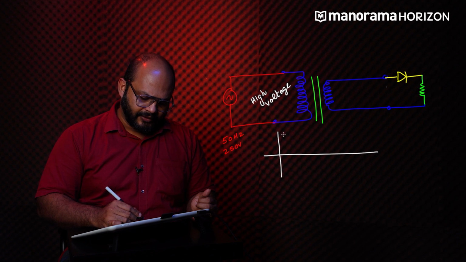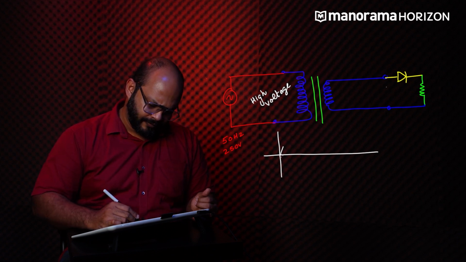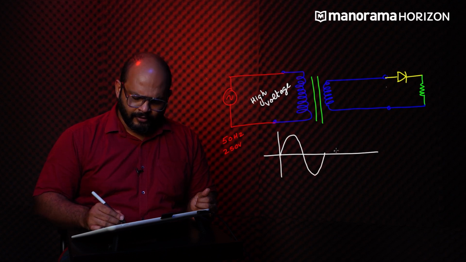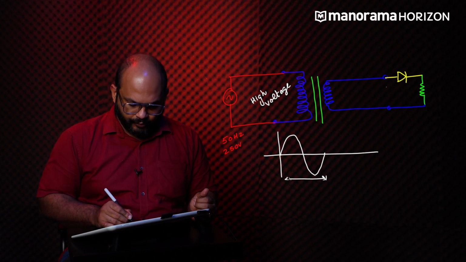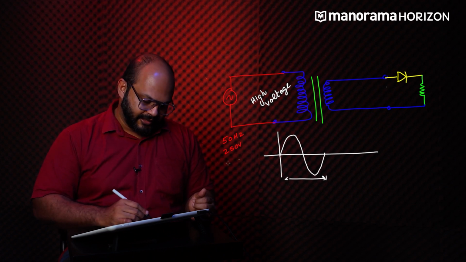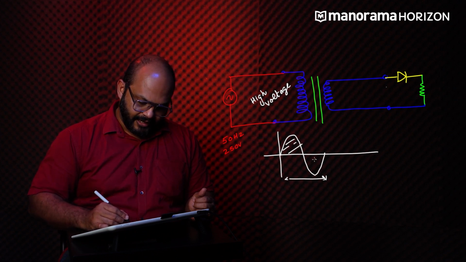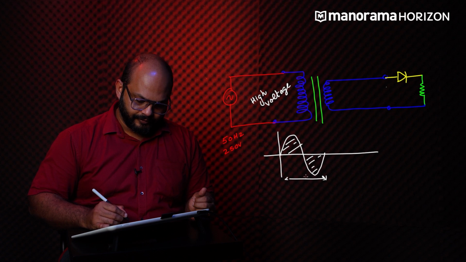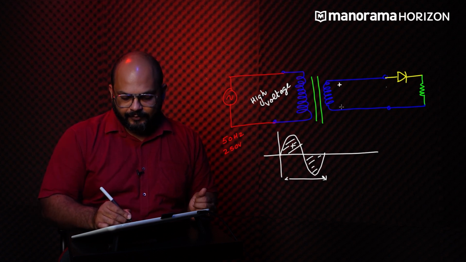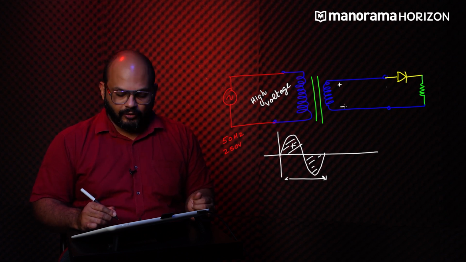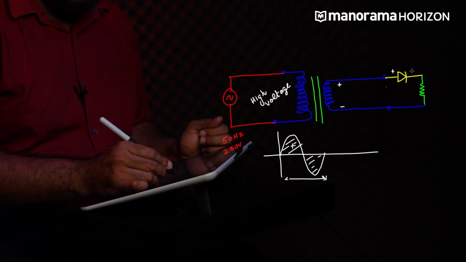This is the waveform that we have. So this is one complete cycle, and you can see that there is a positive half cycle and there is a negative half cycle. So here in the positive half cycle, this is the polarity of the secondary coil of the transformer. So we can see here that the polarity at the diode looks something like this.